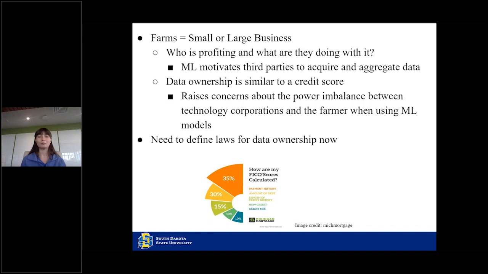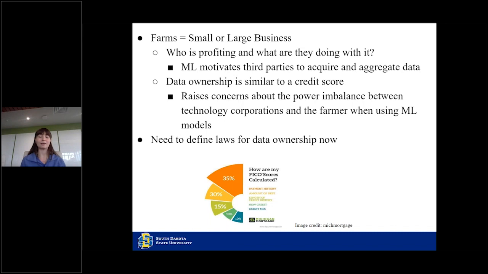Additionally, data ownership is similar to a credit score. So data ownership essentially is like a FICO credit score in which FICO creates that score from a lot of individual data. And they don't own that individual data, but once they take that individual data together and put it into some kind of manipulation to create that score, now they own that score. And they can sell that score back to you, and they can sell that score to other people, which might impact you financially.